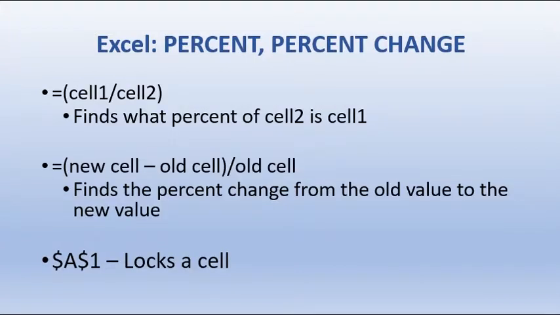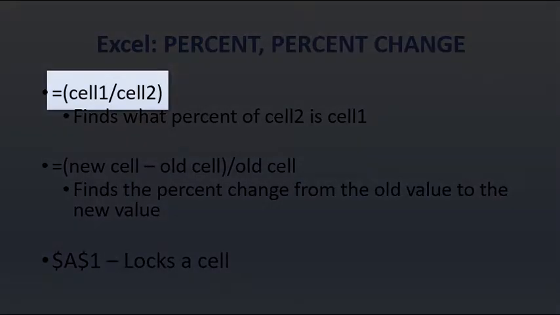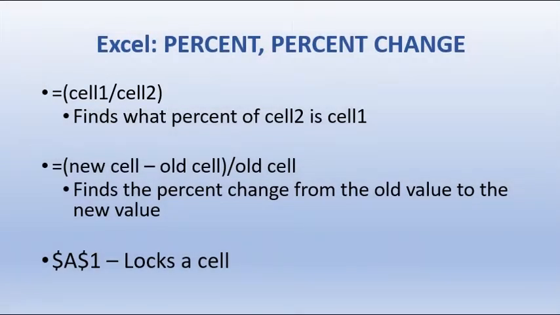Percent and percent change. Percent's pretty simple. Equal, open parentheses, the small number, so cell 1, divided by the denominator, cell 2. And that finds what percent of cell 2 is cell 1.